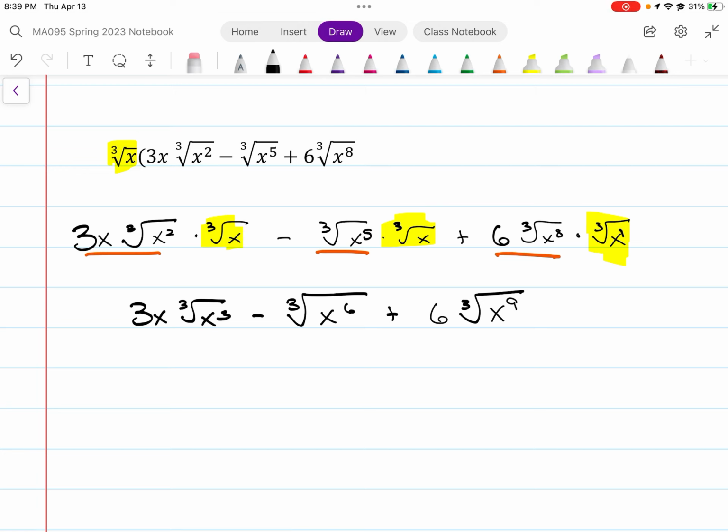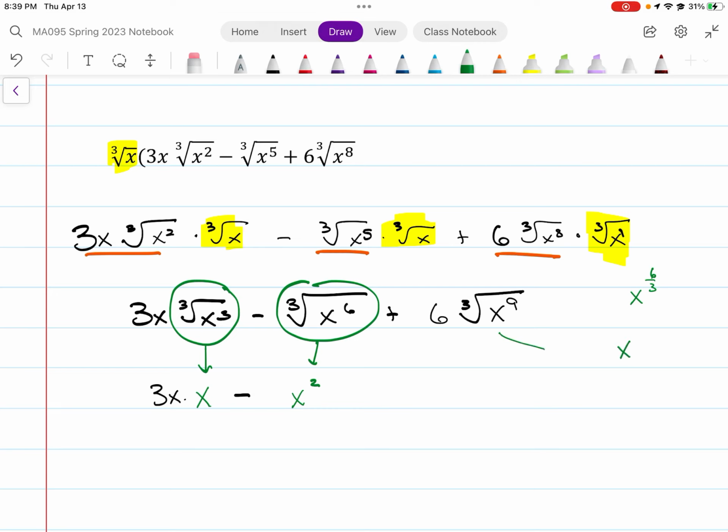All right, so let's work on this. Cube root of x cubed becomes x. All right, so we've got 3x times x. Now I've got cube root of x to the 6th, and remember the rule then is going to be x to the 6th over 3, which is x to the 2. So this comes out as x squared. Now this one here, cube root of x to the 9th is x to the 9 over 3, which is x to the 3rd. So this one comes out and becomes x to the 3rd and we've still got a 6 out front, plus 6.